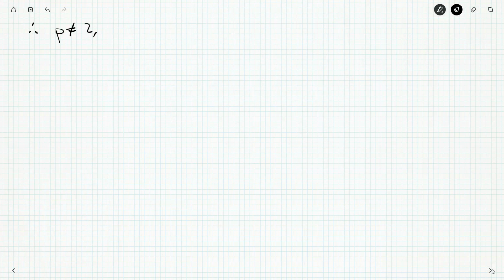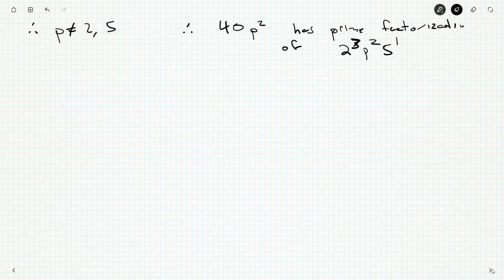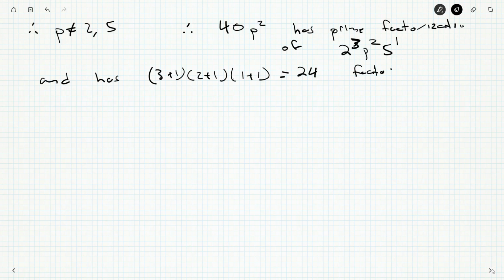So p is not equal to 2 or 5. So 40p squared has prime factorization of 2 cubed, p squared, 5 to the 1. The p probably should be further out, but I like having the decreasing order here. And it has (3 plus 1)(2 plus 1)(1 plus 1), 24 factors. Okay. Now, depending on our choices of p, we'll be removing some of those.